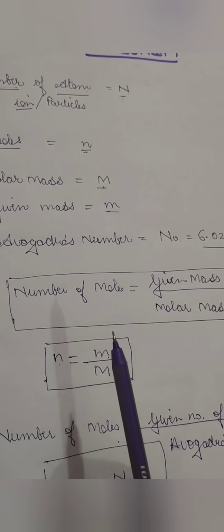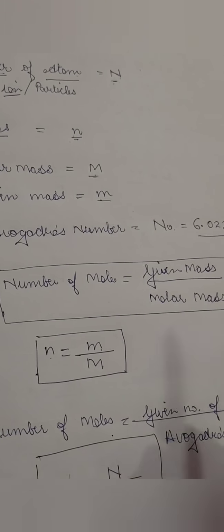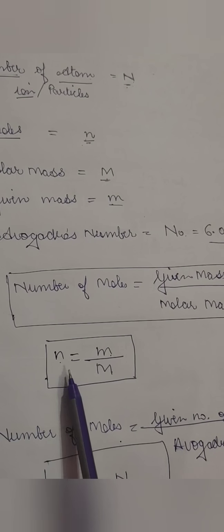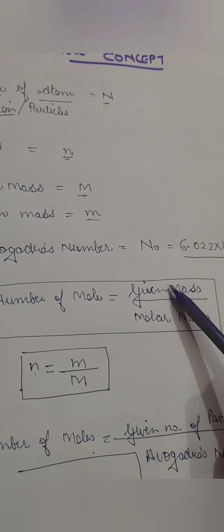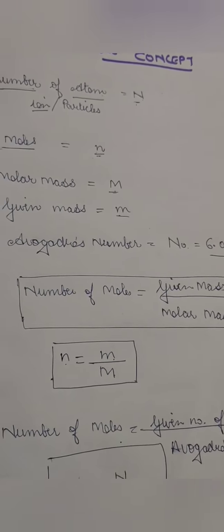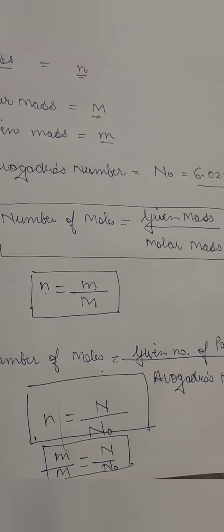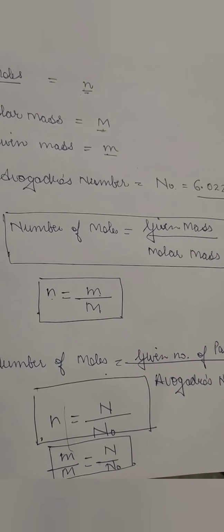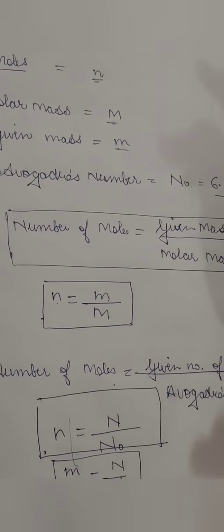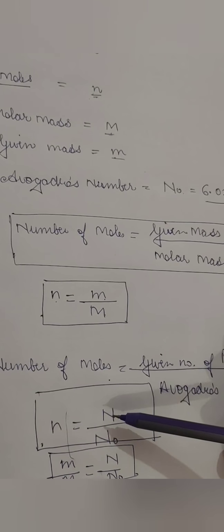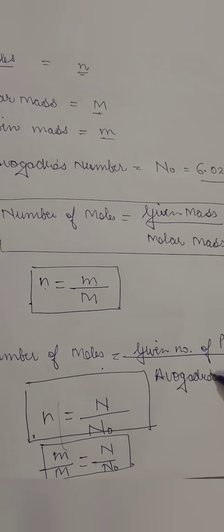If we have to find the number of moles in any question, we use this formula: n equals small m upon capital M, where small m is the given mass and capital M is the molar mass. The other formula is small n equals capital N upon N naught. Sometimes the mass is not given, only the number of atoms is given. In that case, we use this formula, where capital N is the number of atoms or particles, and N naught is Avogadro's number.